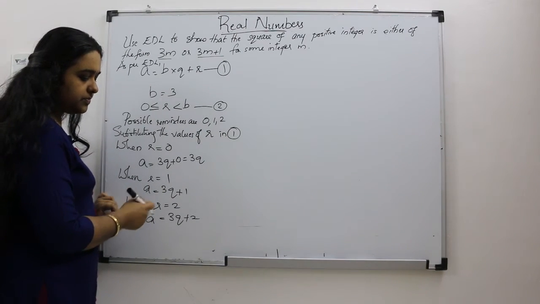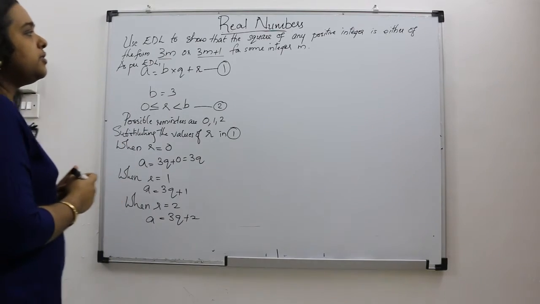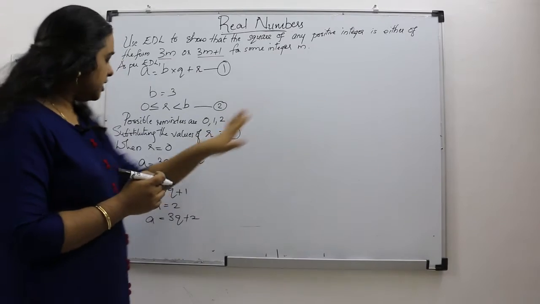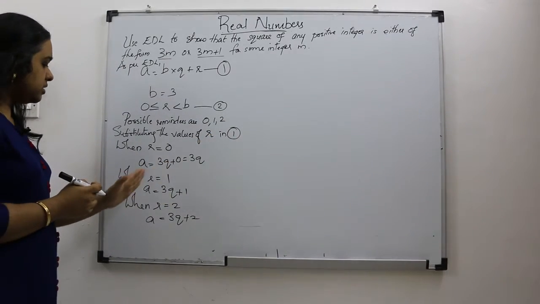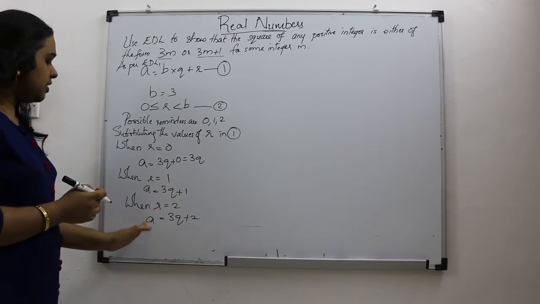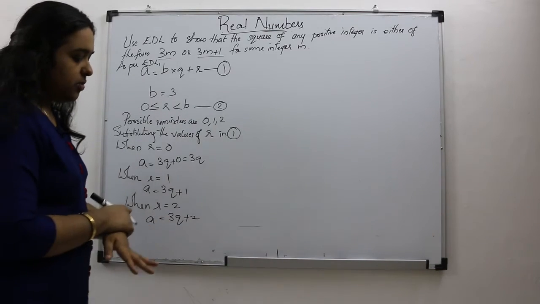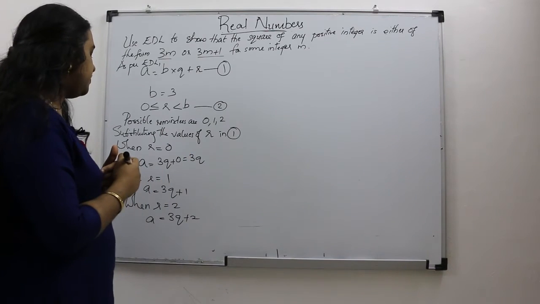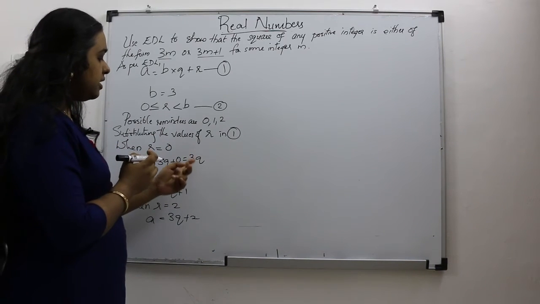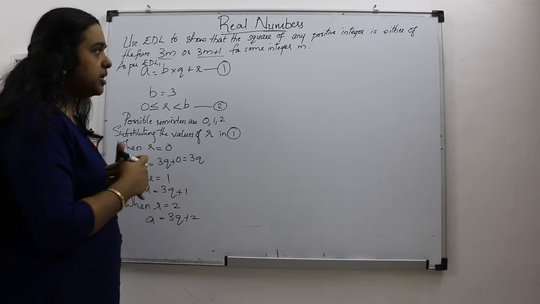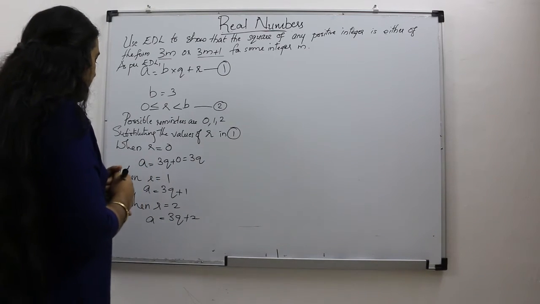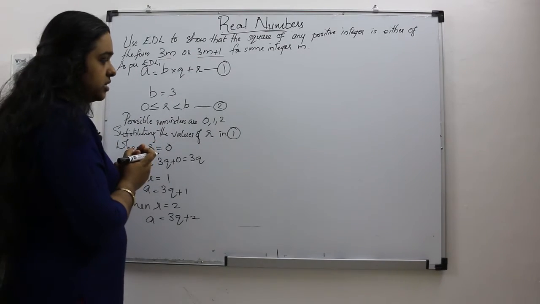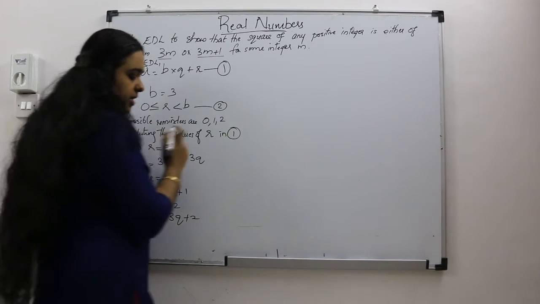No doubt? Okay. Now, what we have to find? We need the square of any positive integer. Here we got only A equals 3q, A equals 3q plus 1, A equals 3q plus 2. But what we need is the square of these values. We need the squares of 3q, 3q plus 1 and 3q plus 2. So, I am going to square each of these values.